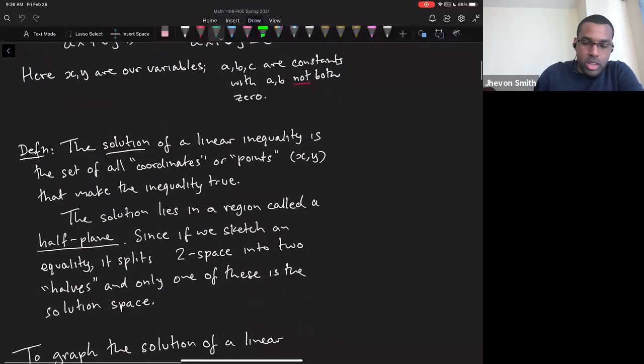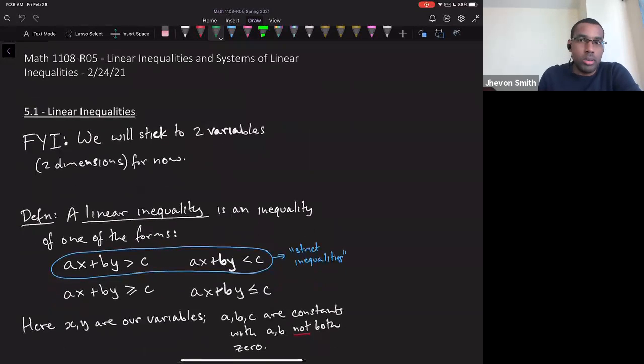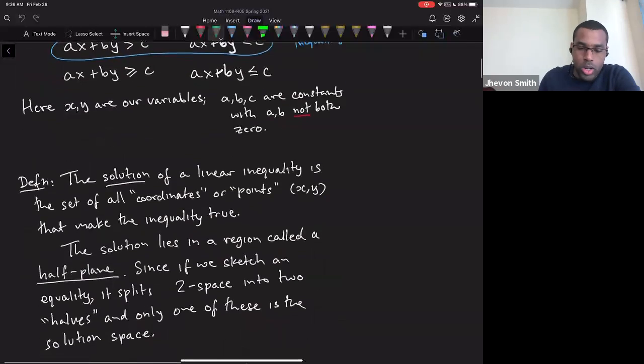Now, what it means to solve one of these is that you want to find all the points, the coordinates x comma y, that make those inequalities true. So you want to plug in x and y values into each of these, and you'll get a statement, right? So I can plug in x equals 1 and y equals 3, and it will make a statement, maybe like, oh, 5 is greater than 11. And then I will say, oh, that's a false statement, which means 1 comma 3 is not in the solution, right? So we want all points that make these statements true. We call that the solution.